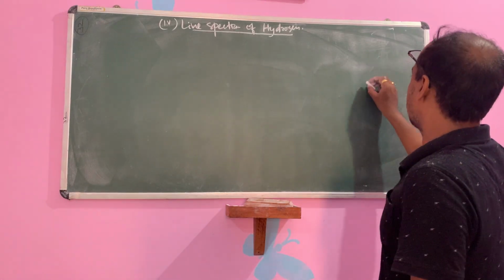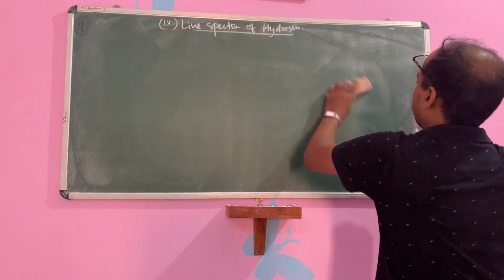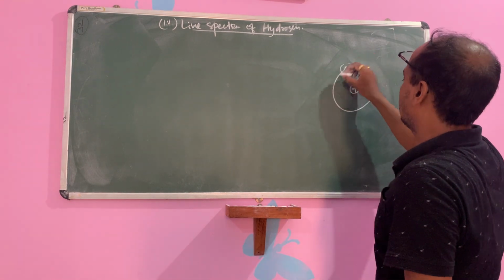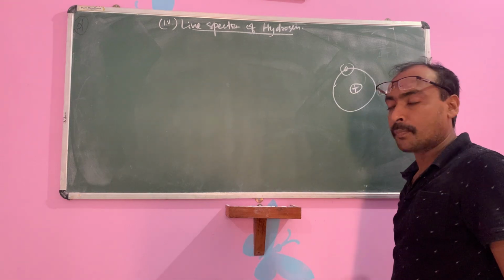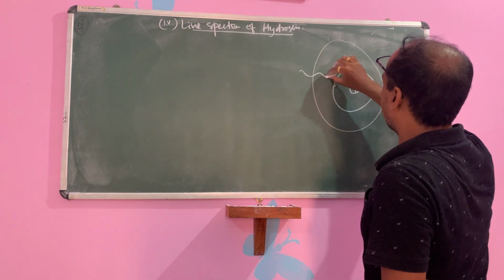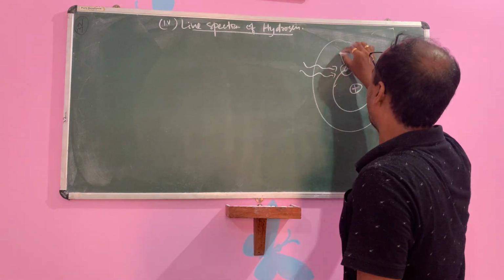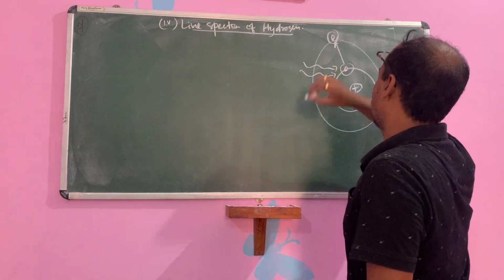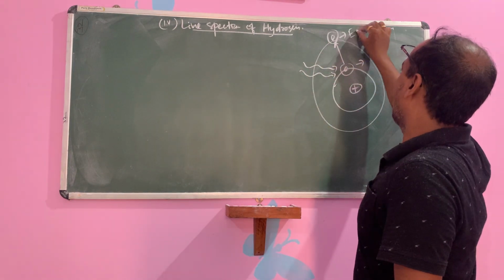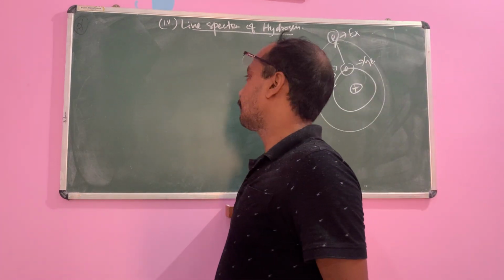Suppose this is your hydrogen atom, this is your nucleus, this is your hydrogen electron, this is one imaginary energy orbit, and this is another imaginary energy orbit. After getting energy by electrical discharge, the electron goes to the higher energy level. This is your excited state, and this is your ground state. We will discuss this in Bohr's postulates.